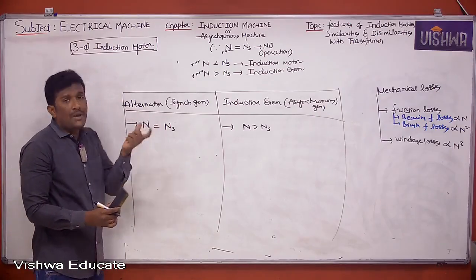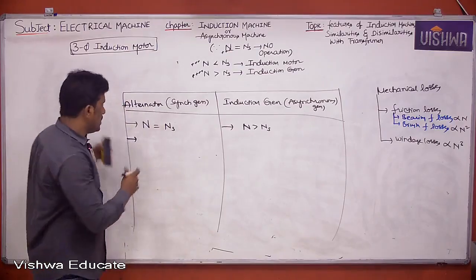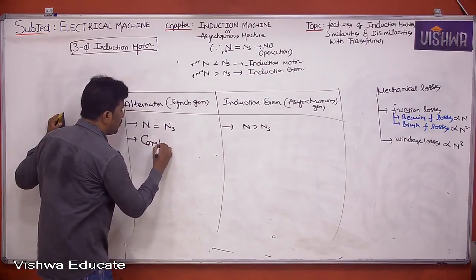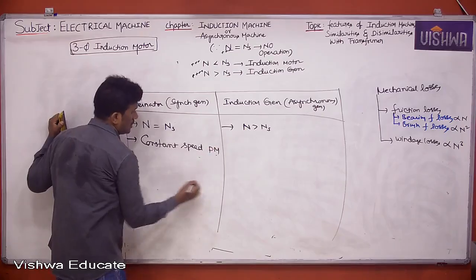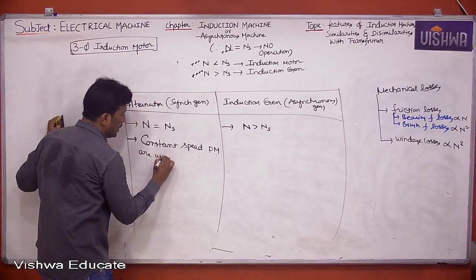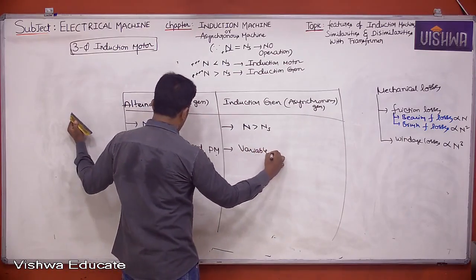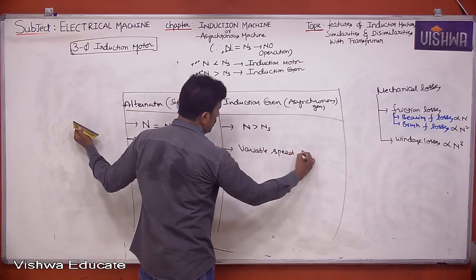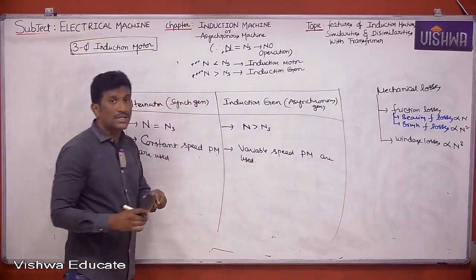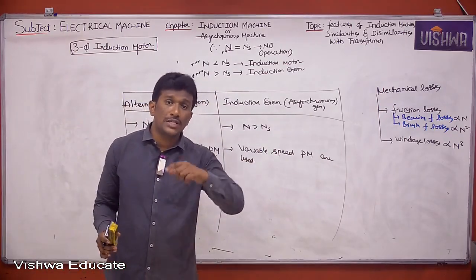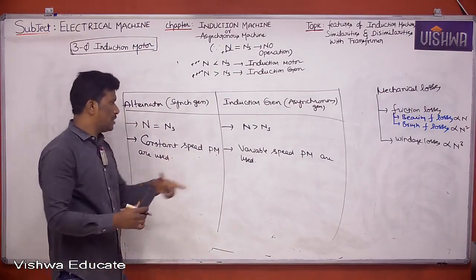Prime mover is the one which gives mechanical energy to this generator, which drives this generator. In the alternator, constant speed prime movers are used. What about the induction generator? Here variable speed prime movers are used.